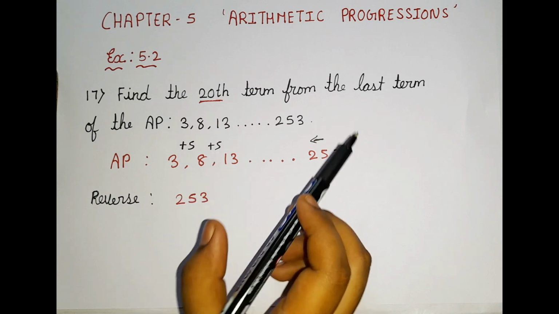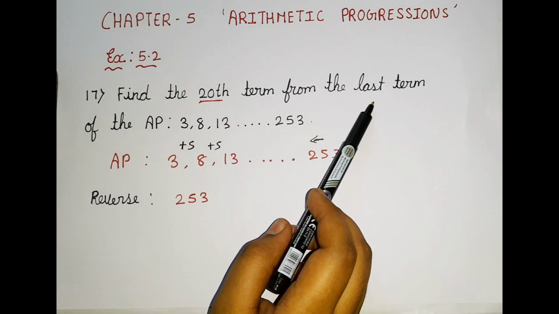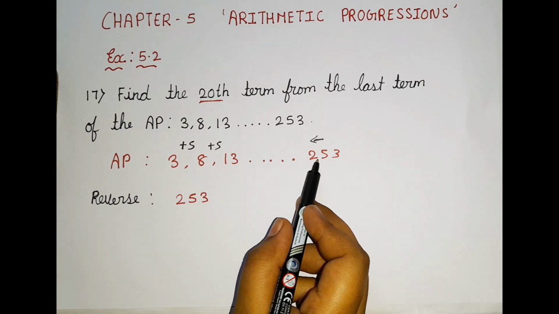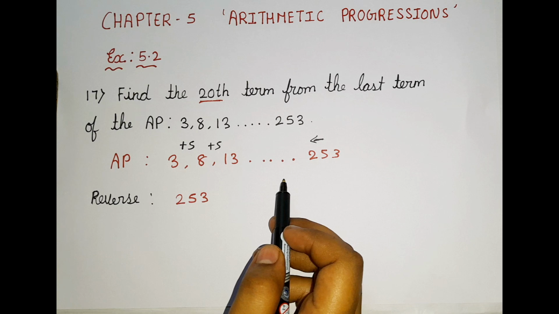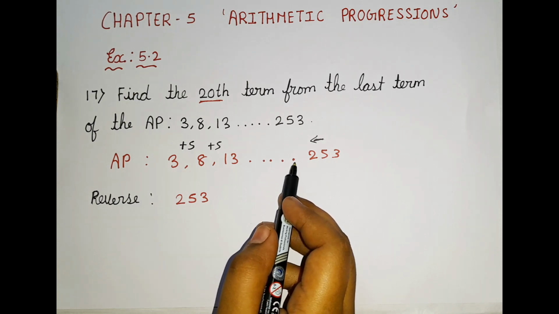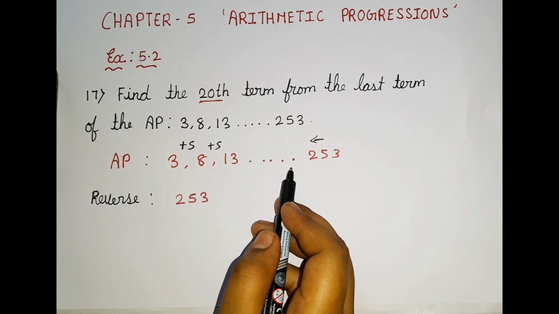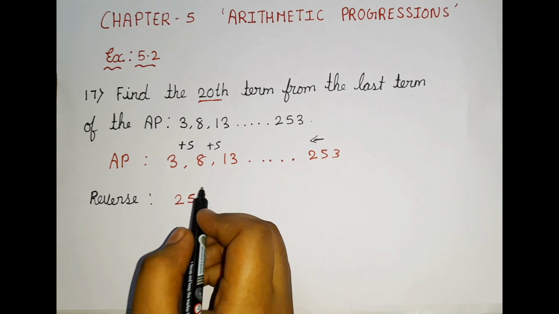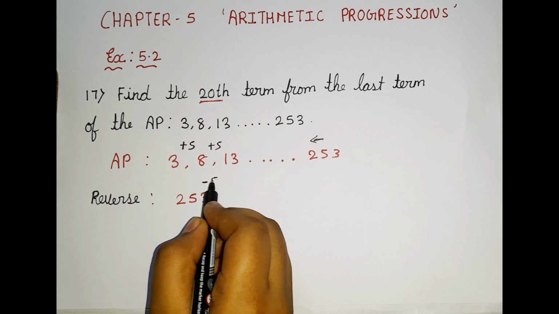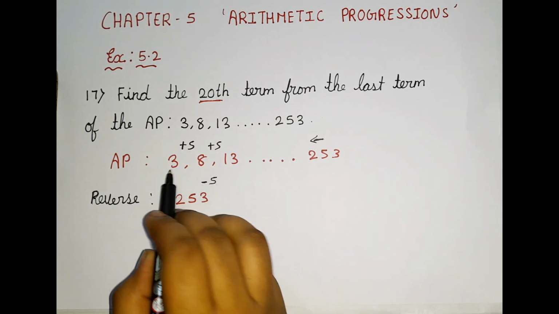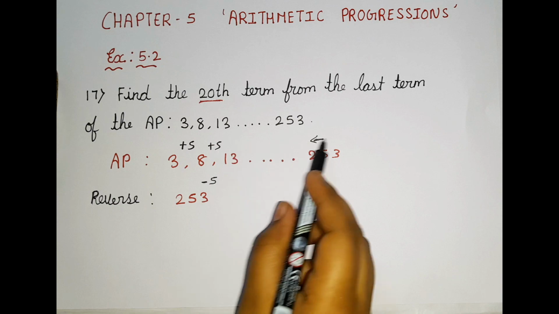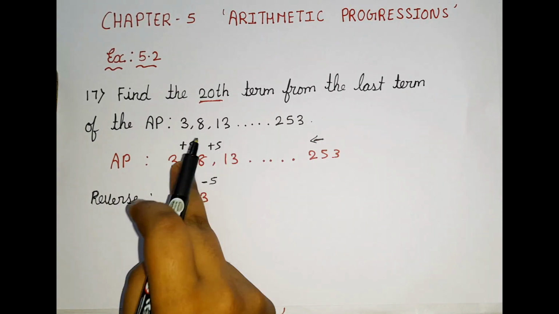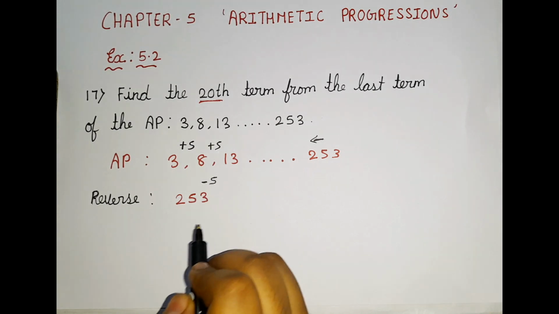Since they mentioned we are supposed to find it from the last term, the last term is 253. So what will be the previous number of this? Are we supposed to add 5 or subtract 5? That is the question. The answer is we are supposed to subtract 5. Why? Because we are going from the last term, not from the first term. We are going in this direction, so you can see the arrow mark. So we are supposed to subtract 5.